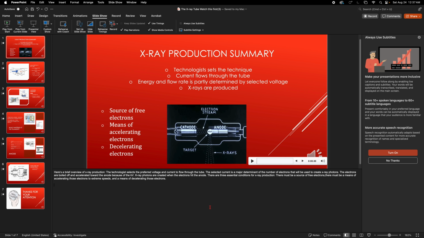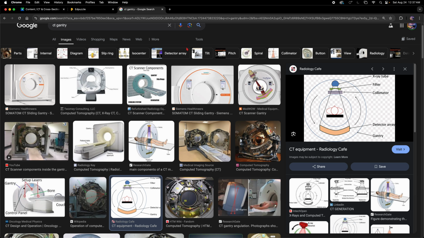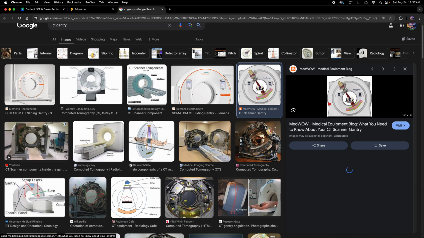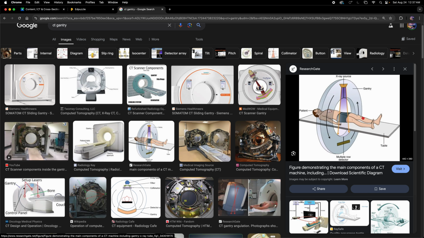So when we look at the CT gantry, the X-rays are created in the X-ray tube, and as it spins around the patient, we are constantly releasing X-rays as it spins around the patient.